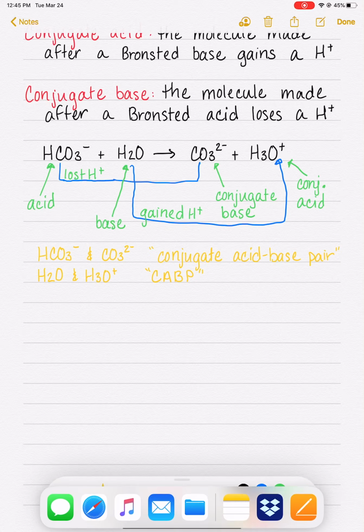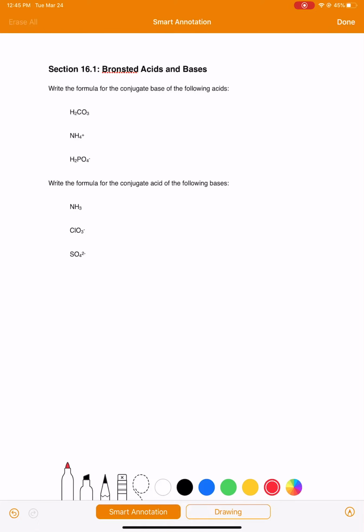So what we want to do now is take a look at this worksheet 16.1. In this worksheet, you're being asked to write the formula for the conjugate base of the following acids. So you are being told that all three of these are acids, and we want to know what is the conjugate base of each one of these acids. To figure that out, we have to remember what's the definition of an acid. An acid means that it donates or it loses an H+. The conjugate base is the molecule that results after we've lost an H+.